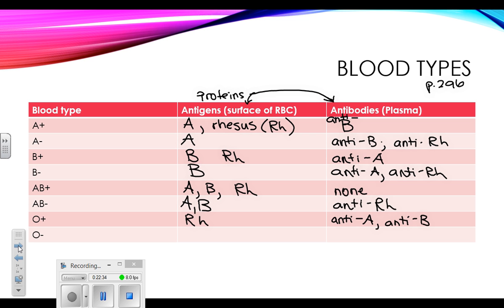O negative has nothing, no proteins on the surface of the red blood cell. It doesn't have A, it doesn't have B, and since it's negative, it doesn't have the RH factor. That means in the plasma, there would be anti-A, anti-B, and anti-RH. So this is what you have depending on the blood type you have.